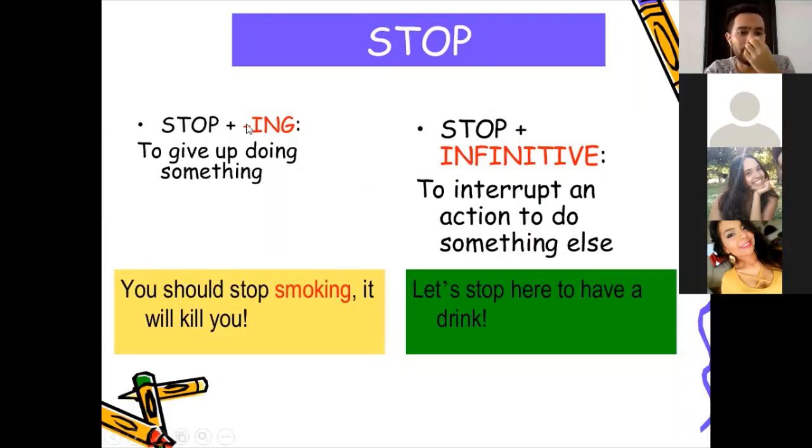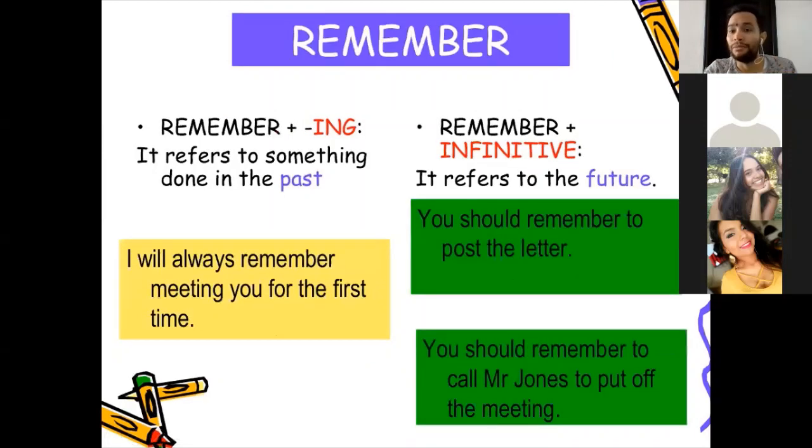Stop one more time. Stop with ing means to give up doing something, like you should stop smoking. It will kill you. Like the example I gave you, right? Or stop with infinitive means to interrupt an action to start something else, like let's stop here to have a drink. Paremos aquí para tomar algo, right? As I explained to you before. Now remember, let's review it one more time.